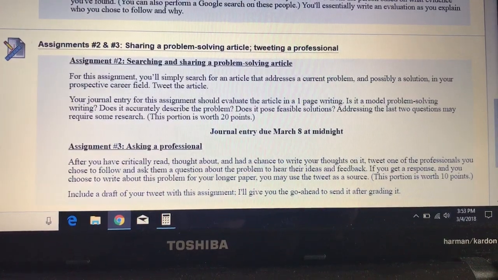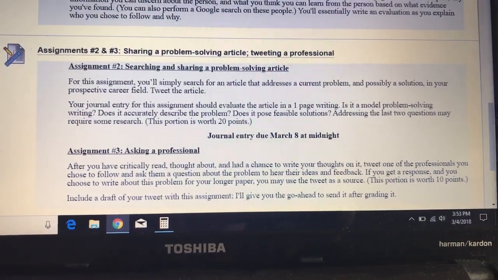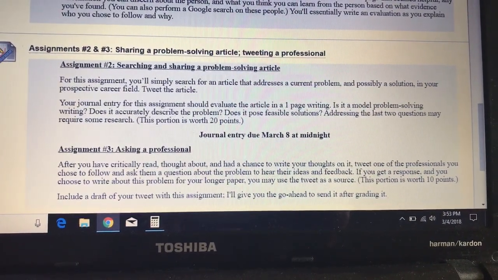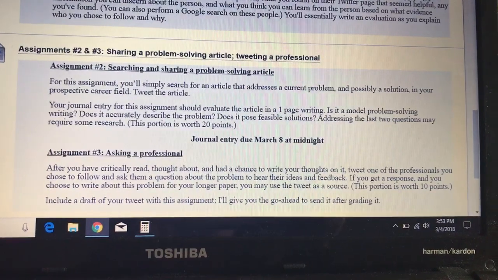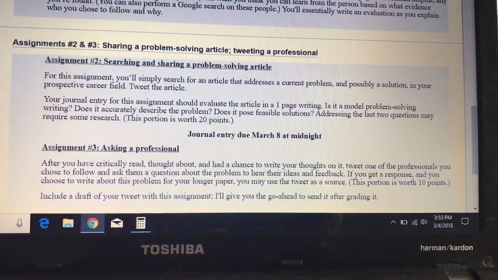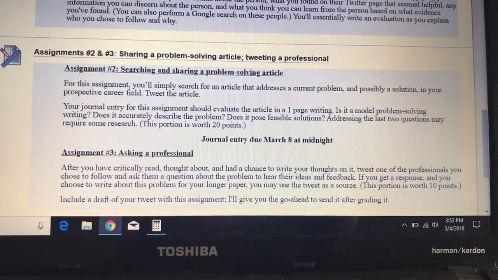From there, I want you to read the article and get an understanding of what it says. But what I don't want you to do in this journal writing is summarize the article. I don't want to know what the article is about. You'll give me those details as you evaluate it, but I want to know whether or not it serves as a model problem-solving writing.